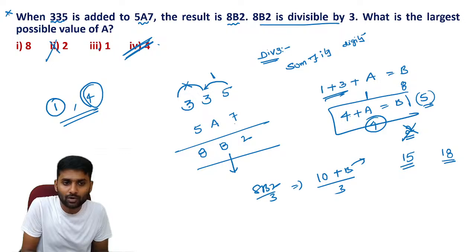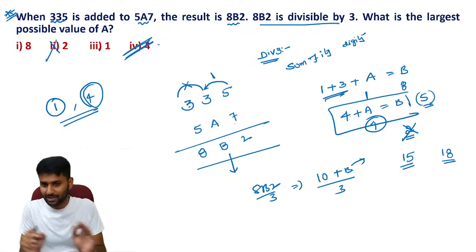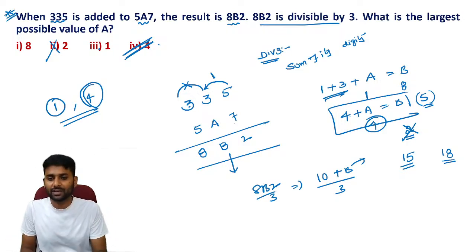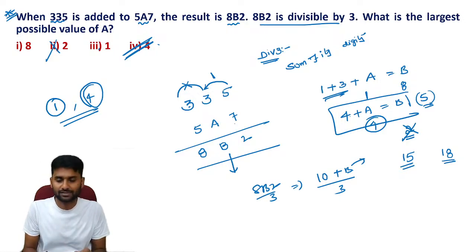This is one of the important models. You should understand the divisibility property, then only you can solve the question. And you should also be aware of how you will get the carry over.